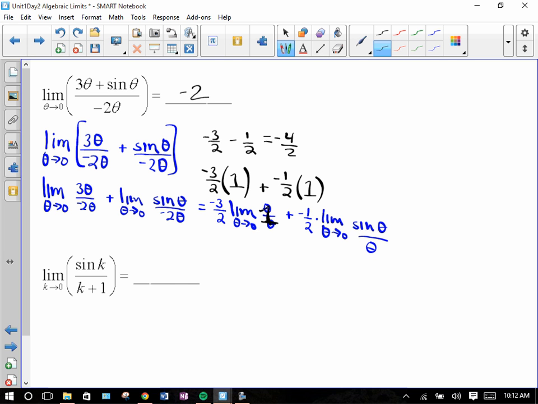What happens if I just put 0 into the numerator and denominator? So if I put 0 in, it's sine 0 over 0 plus 1. What's the denominator? 1. What's sine 0? Sine of 0 is 0, over 1, so this thing is 0.